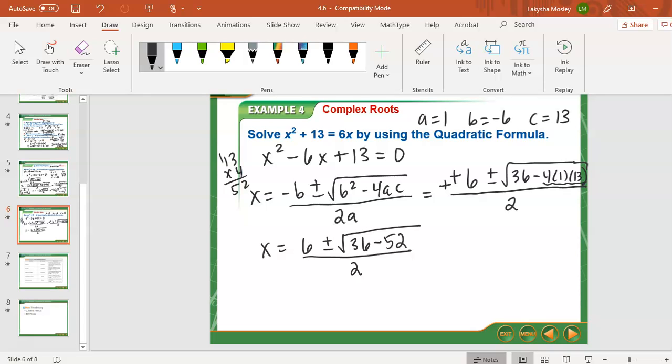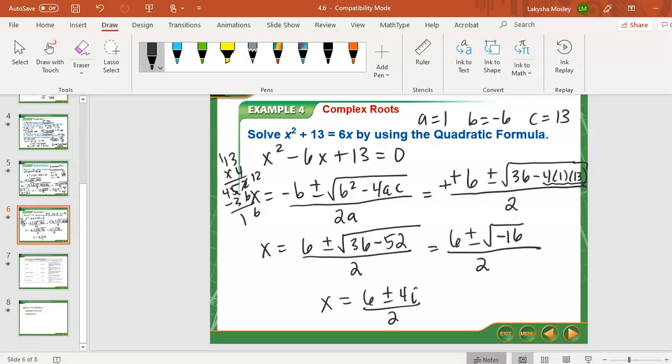Then I'm going to go ahead real quick, and I know this is going to be a negative number under the square root, which we know about negative square roots, right? But let's just subtract 36 away for a moment here. So I'm going to get 16, but I know it's going to be a negative 16. So this is negative 16. If I take the square root of negative 16, I get 4i. So I got 6 plus minus 4i, all divided by 2.